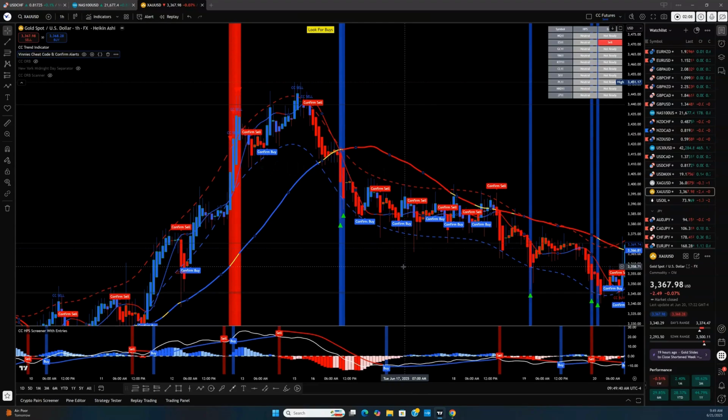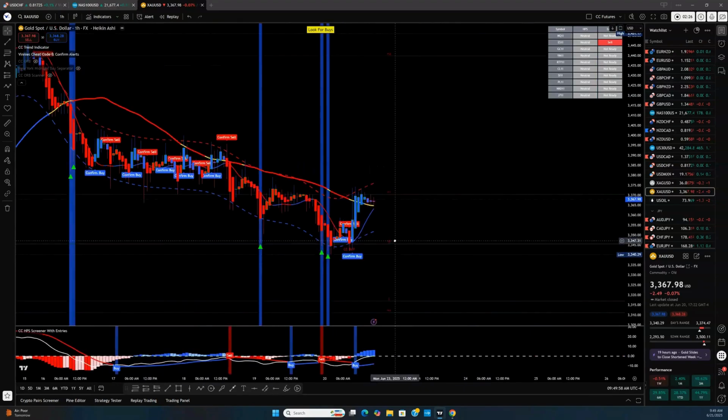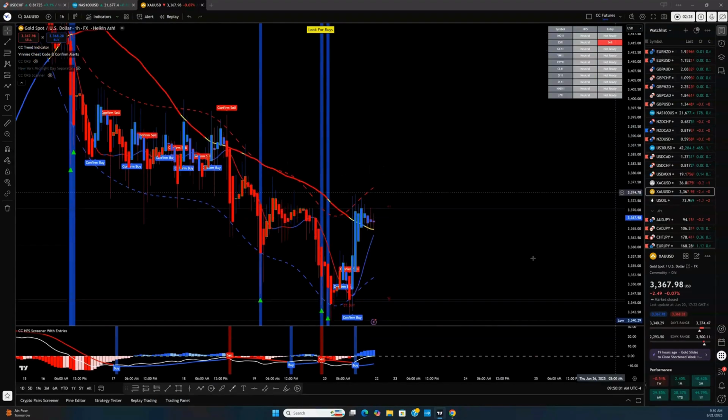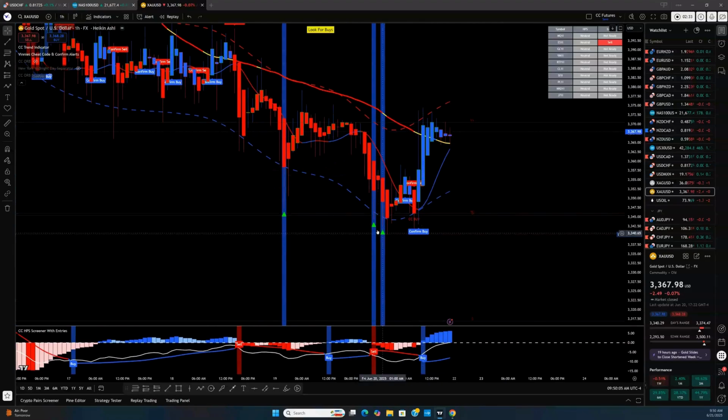All right, so once we get that high probability spike, what do we do? Well, again, we enter on the lower time frame, right? Let me show you the most current one. This one was definitely a bread and butter, but this one that happened here on Friday would probably be a better one to show you guys. We had a high probability spike, right? We're not going to do anything right here because we don't have a confirmation yet.